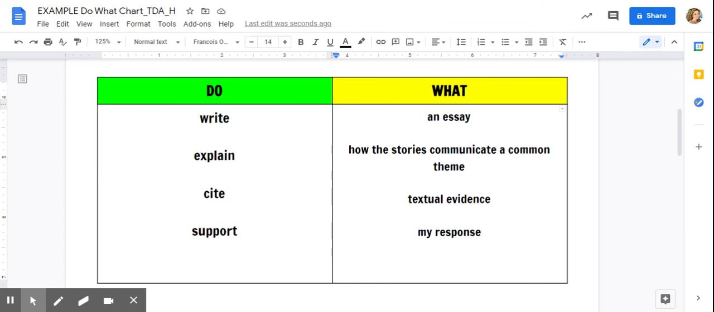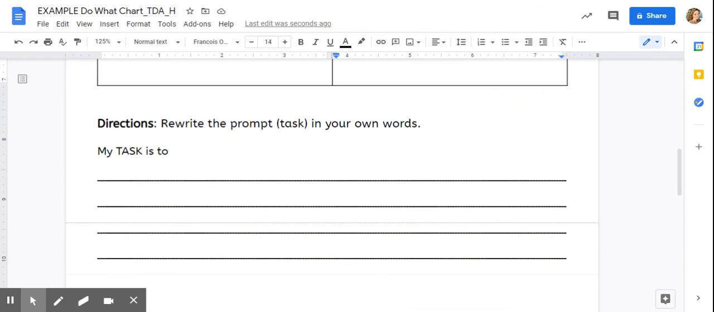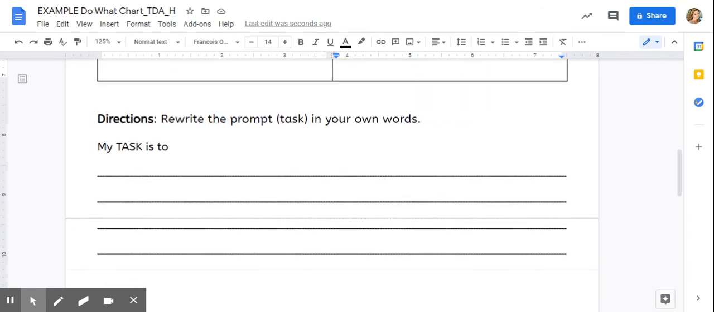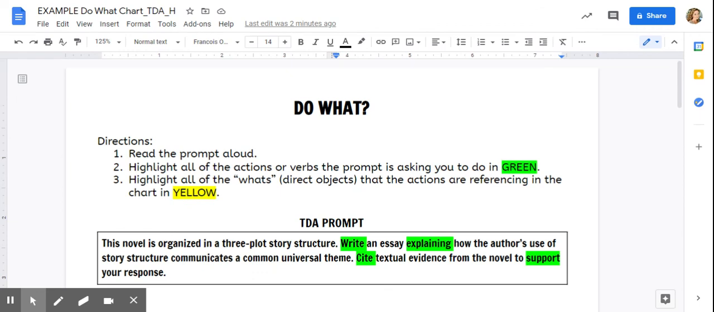The last thing I want you to do, and this I want you to do on your own, now that we've broken it down, we've analyzed it, one last thing is to rewrite the prompt or this task that you've been given in your own words, okay? You can use write, explain, cite, and support if you want to, but you really need to comprehend and digest this prompt. So in your own words, you tell me back what it is you're being asked to do in this TDA prompt for this essay. And you're going to type that here. You can just delete the lines and put in your own words there. Okay? And once you're done, you can turn that in and you have finished unpacking the TDA prompt.